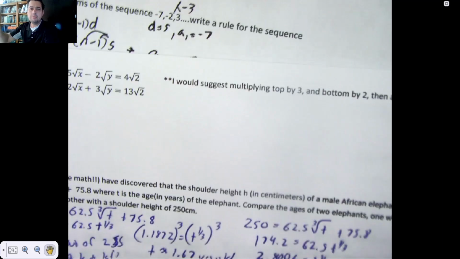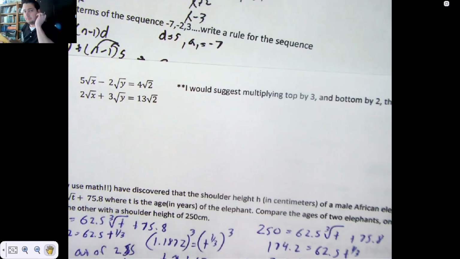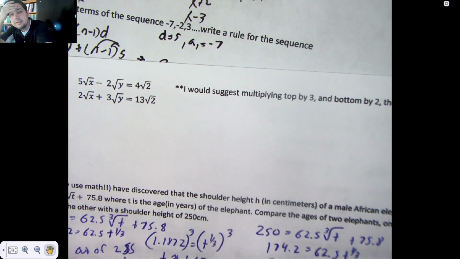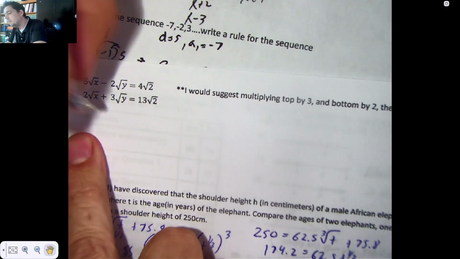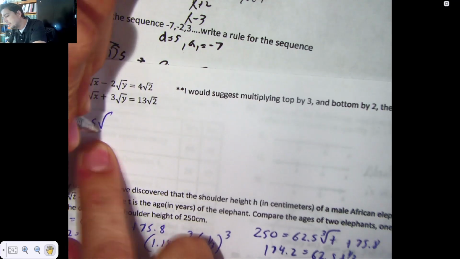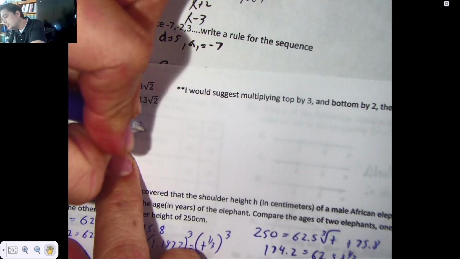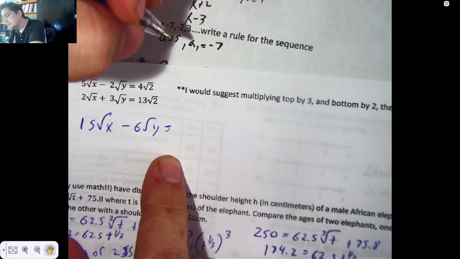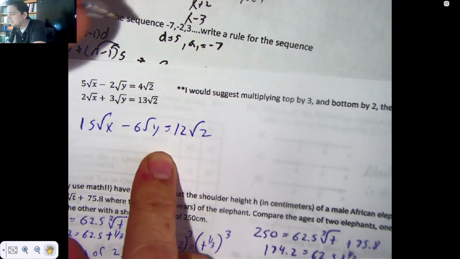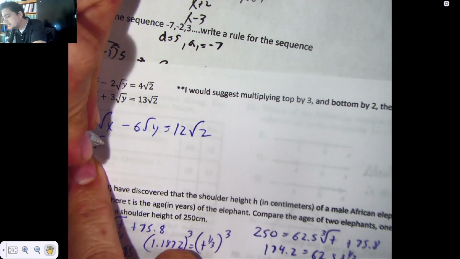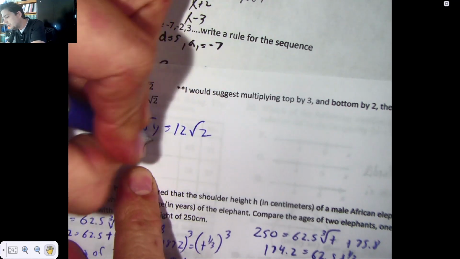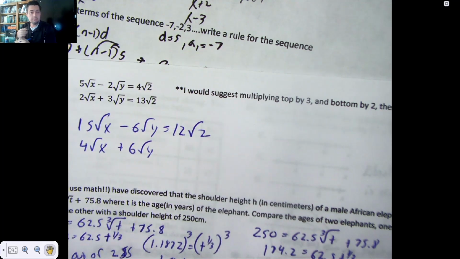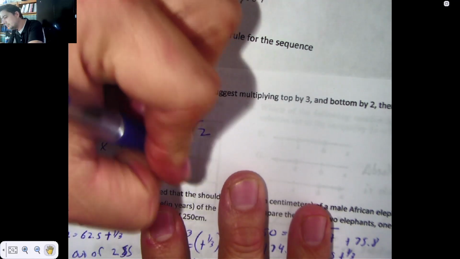And I think I can do one more while this break is in effect. You're supposed to solve this system of equations, and I am suggesting multiplying the top by 3 and the bottom by 2. So if I multiply the top by 3, I'd have 15 root x minus 6 root y equal to 12 root 2. If I multiply the bottom by 2, I'd have 4 root x plus 6 root y. That's why I suggested you do that, because I eliminate the roots of y. Got a hand cramp. Equal to 26 root 2.